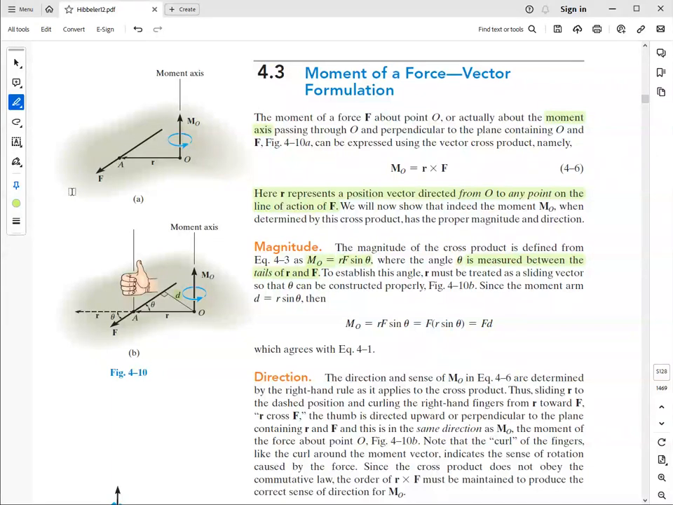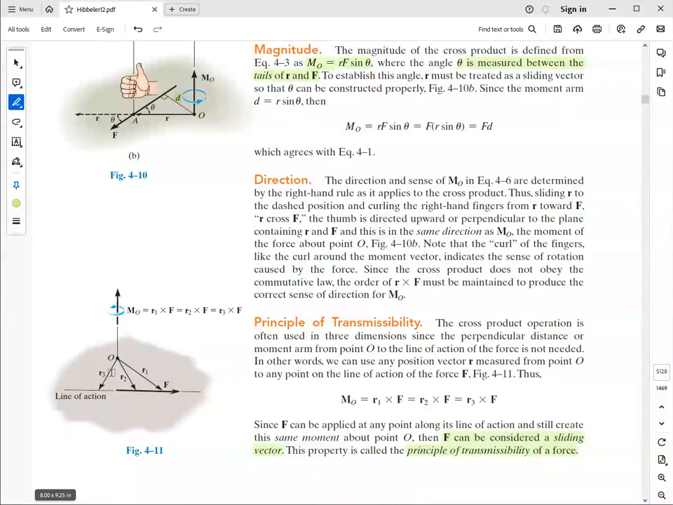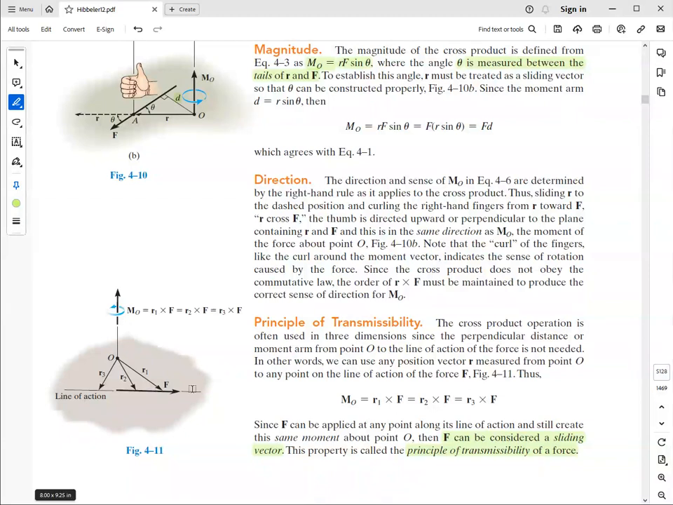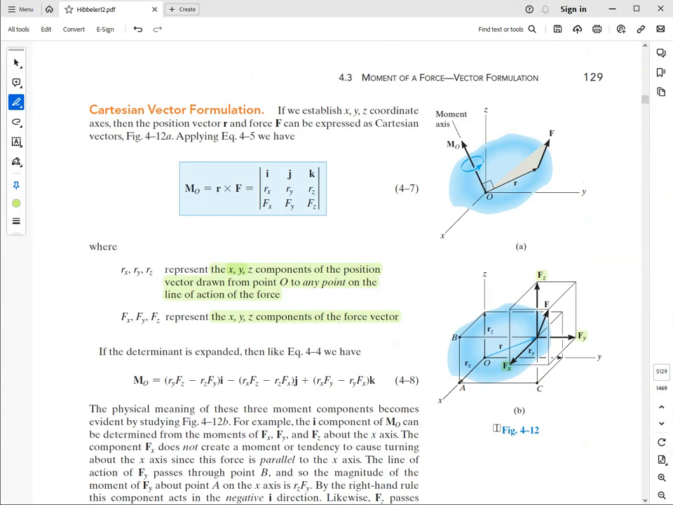So I can slide the force along its line of action, and that will change the position vector R, but the result is the same because of the principle of transmissibility of a force. So force is a sliding vector, has the same effect anywhere along its line of action. All right, so really we will choose the position vector of the force in the most convenient way, or based on what information is given for the problem at hand.